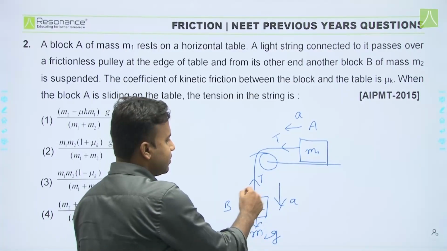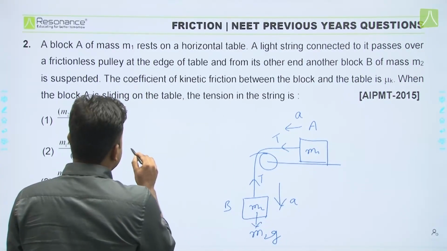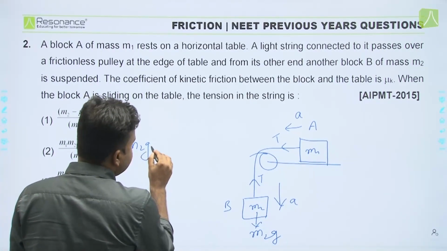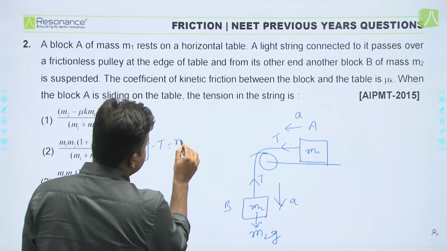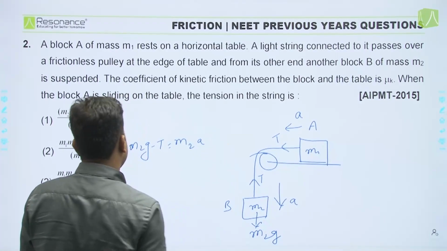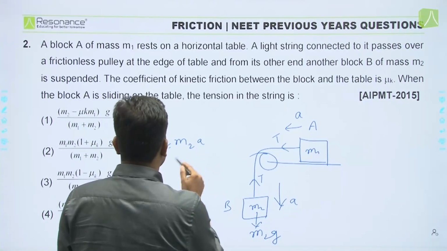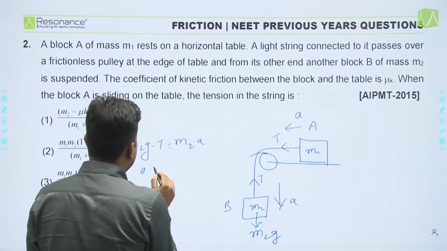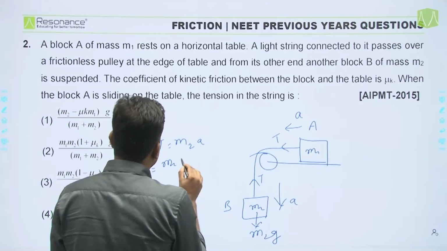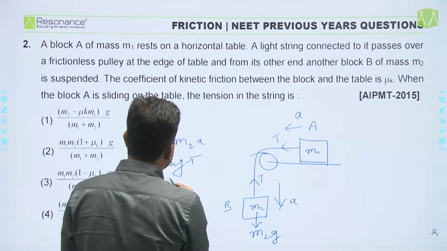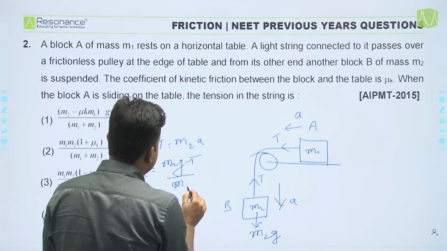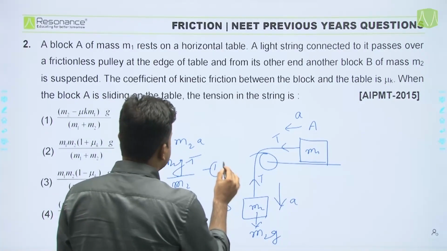Now, write down the equation for this block. What can we write? m2G minus T equal to m2 into A. We have to find the tension, which means we can write the equation in the form of acceleration. So, A is equal to m2G minus T divided by m2. This one is the first equation.